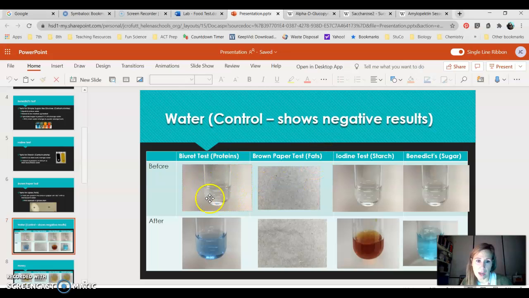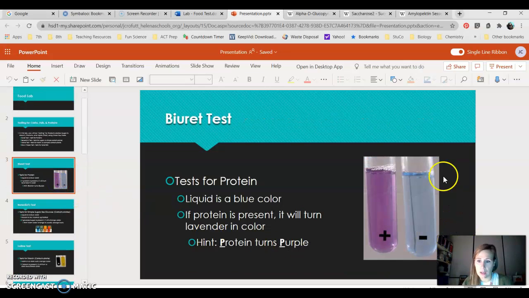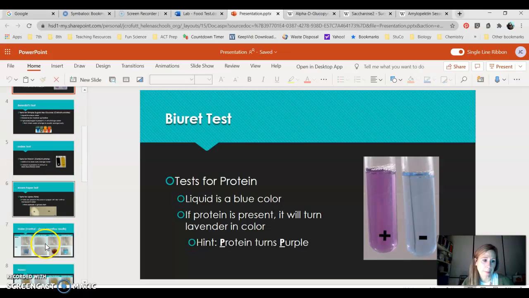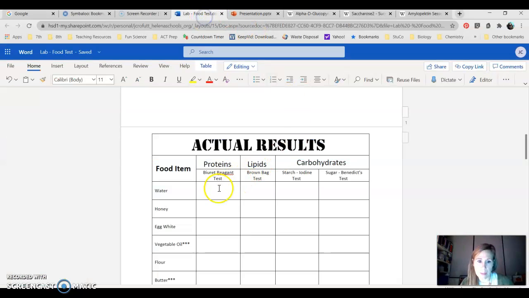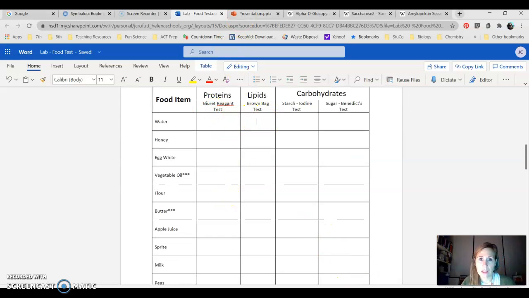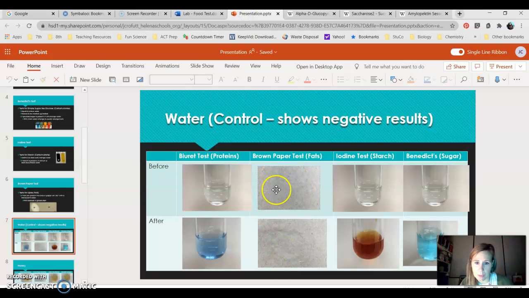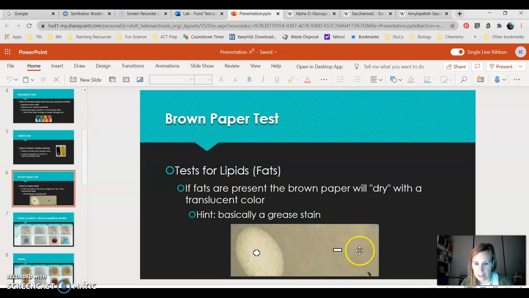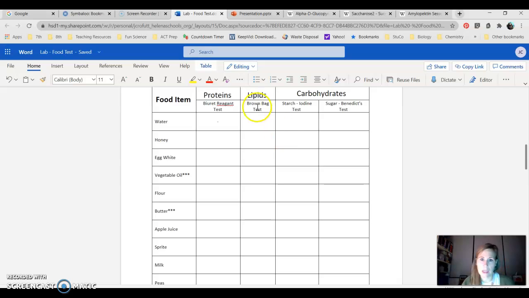So you can see this is before I added Biuret, and this is after. Notice how it's the same color as that Biuret solution. It's blue. So that means that's a negative test. If you guys forget, go back and check. Negative test is blue. So I would go into my lab and say, all right, water had no protein. That's negative. Lipids, brown paper bag. This was before I added water. This is after. Notice how, minus the wrinkles, it's pretty much dried the same. Again, if I go back and look, that's a negative test. It looks the same, so I would record negative for my lipids.